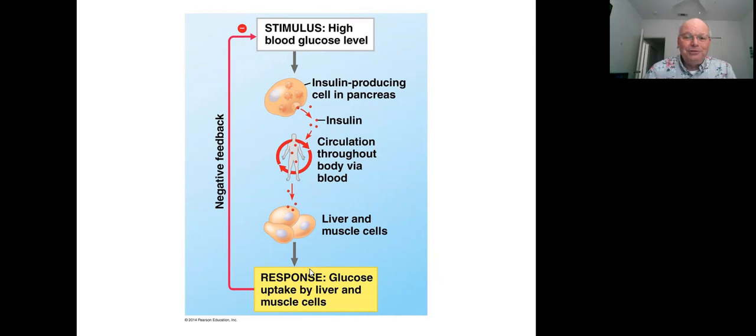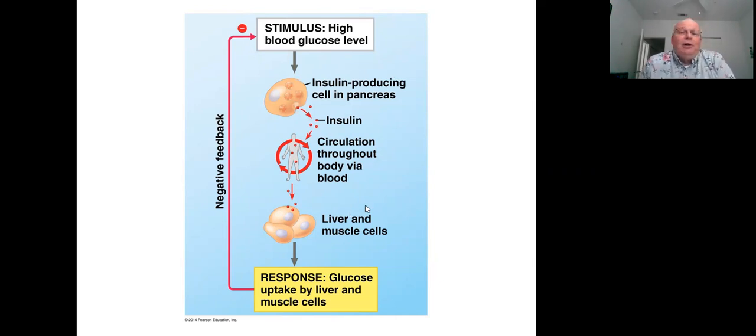And in fact, if the blood sugar level goes too low, the negative feedback would be to stop the release of insulin, plus trigger the release of glucagon. Because if you're constantly releasing insulin, you're going to keep reducing the blood sugar.